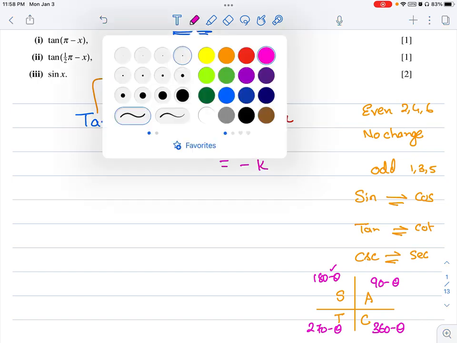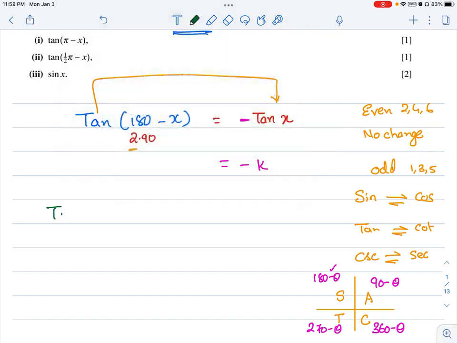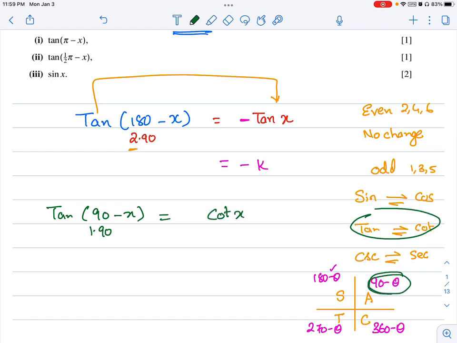For example, the next one, tan(90 minus x). 90 can be written as 1 times 90. 1 is an odd number, so we know that tan changes to cot x, and 90 minus theta is in the first quadrant, all are positive, therefore plus cot x. But cot x can be written as 1 upon tan x, which is 1 upon k.